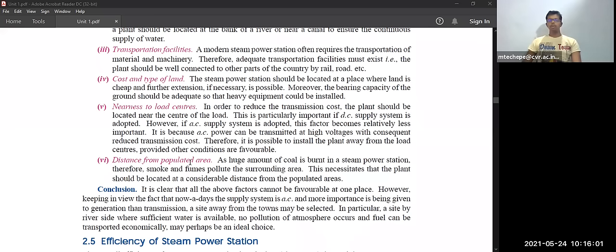Next is distance from the polluted area. Okay, so this is very, very important. As a huge amount of coal is burnt in a steam power station, smoke and fumes pollute the surrounding areas. So in the thermal power station, the smoke and fumes are a very important factor. Why? Because this is what pollutes the atmosphere.